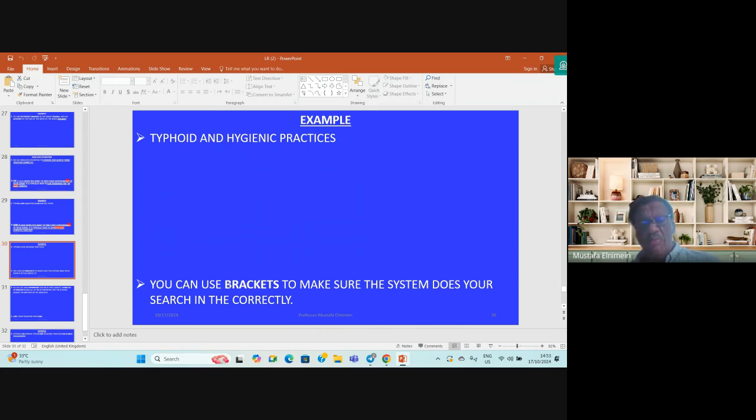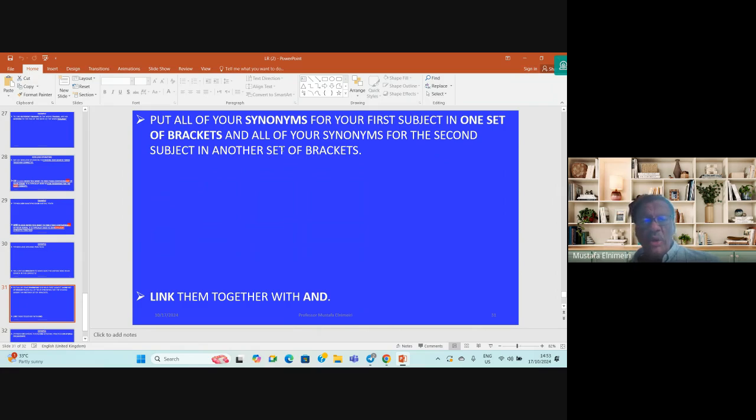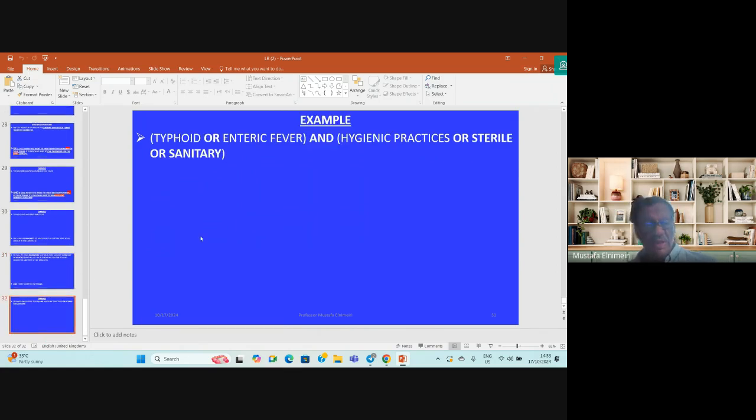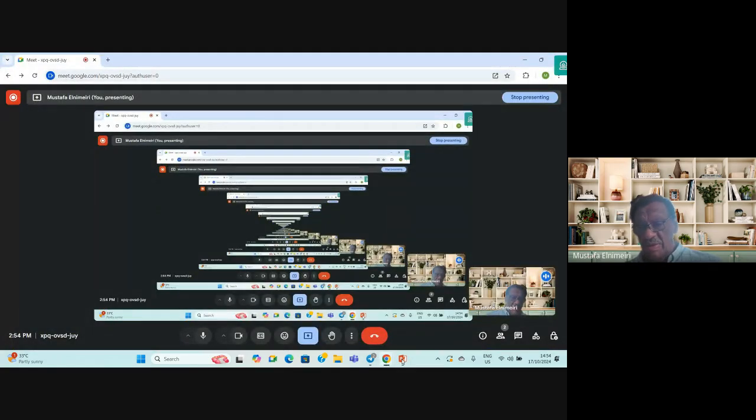You can use brackets or parentheses to make sure the system does your search correctly. Put all of your synonyms for your first subject in one set of brackets or parentheses, and all of your synonyms for the second subject in another set of brackets, and link them together with AND, as we can see in this example. You start with the brackets, typhoid or enteric fever, then you close the brackets and you join the search with hygienic practice or sterile or sanitary, for example, as you mentioned in the previous example.